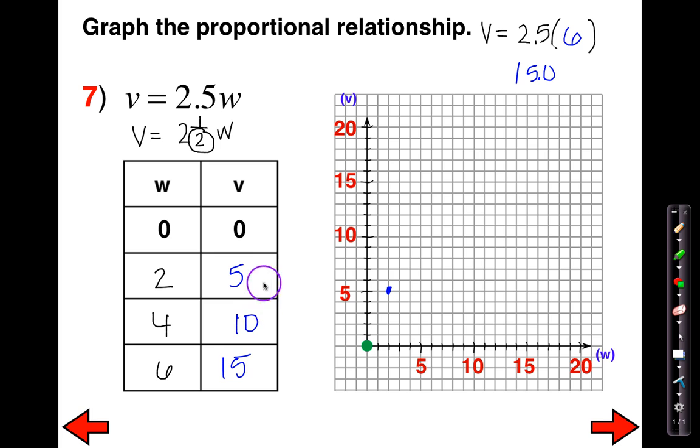Oops, I got excited there and I forgot to plot my point. (4, 10) would be here. And then (6, 15) would be here. Now, as I draw my line, I want to make sure it extends. Let's make that a little bit better. Make sure it extends through the graph, and we don't want to, for example, stop here. This is not good enough. We extend through the graph and draw an arrow to indicate that this line goes on forever.